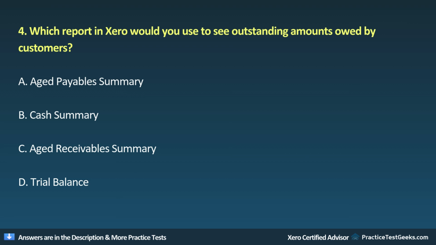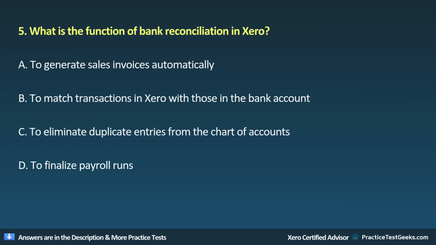4. Which report in Xero would you use to see outstanding amounts owed by customers? A. Aged payables summary. B. Cash summary. C. Aged receivables summary. D. Trial balance. 5. What is the function of bank reconciliation in Xero?